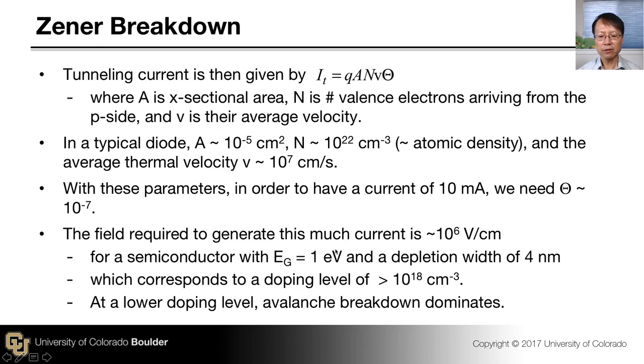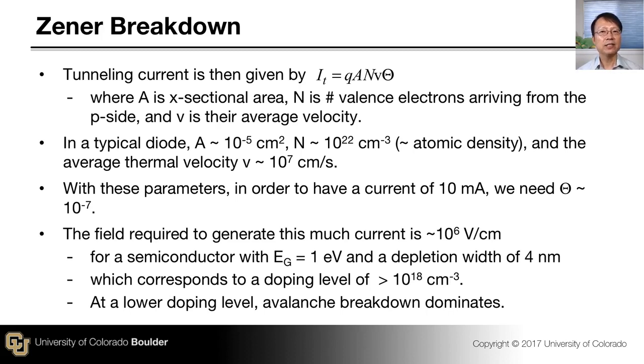So for a semiconductor with a 1 electron volt band gap, and silicon's band gap is pretty close to this 1 electron volt, the depletion region width has to be about 4 nanometers. So if this is the case, then your field approaches about a megavolt per centimeter, and that requires a doping density of about 10 to the 18th per cubic centimeter. So you can see that in order to have a substantial tunneling current and therefore Zener breakdown, the doping density has to be pretty high. So at mild doping density, at low doping level, avalanche breakdown generally takes place first and dominates. But for diodes made of very heavily doped p-side or n-side, then you can expect Zener breakdown.